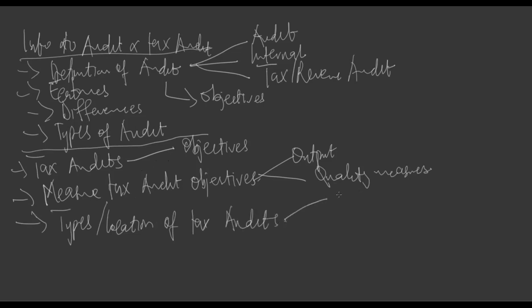So we have two types, which is carried out at the office of the authority or the tax audit office, which is the desk audit. And when we go to the client or the taxpayer's premises, which we call a field audit, okay?